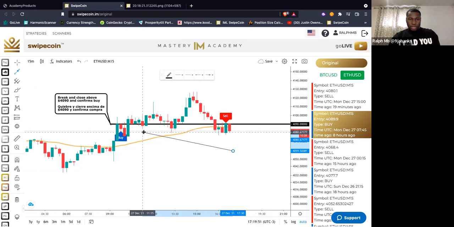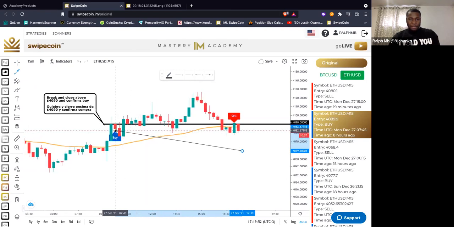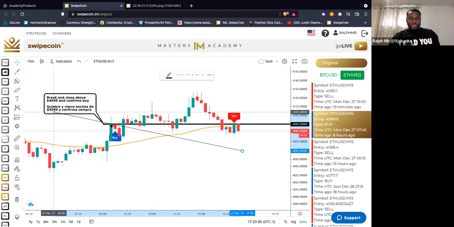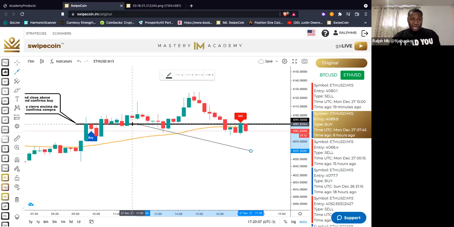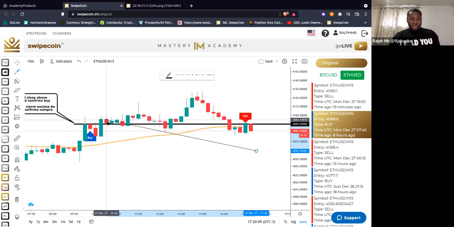And you want to understand what's happening here. We got a buy that was called here. So we just want to price the break above 4,090. So price breaks above 4,090 and closes above this black line, right? Like what happened here, it broke and closed above it. And then we give ourselves at least 100 pips of space.